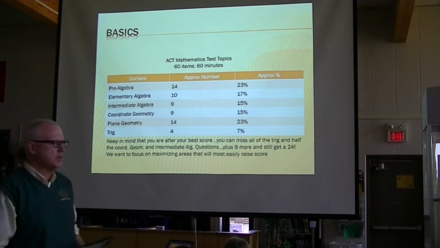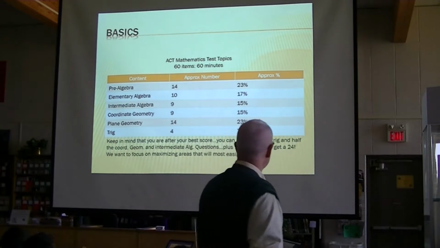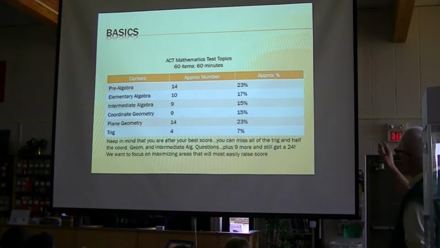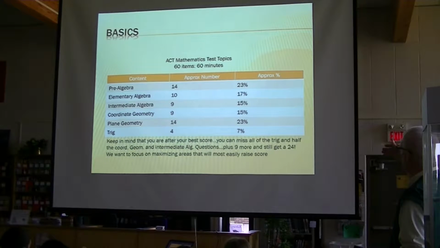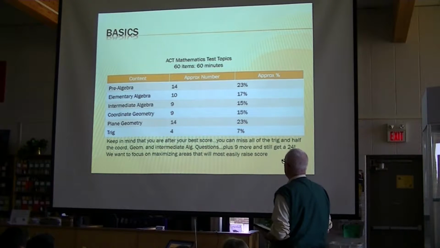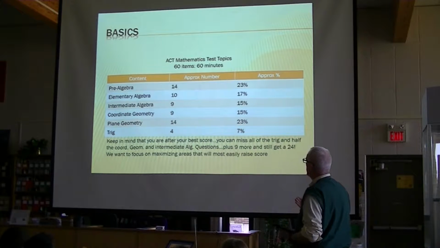Now, if you do 7% of 60, you don't get exactly 4. It doesn't come out to be a full number. But what you have over there is the approximate percentage of questions that are in each category, and then what percent that is. Okay, so look at the top 3 ones that are up there. You have pre-algebra, elementary algebra, intermediate algebra.